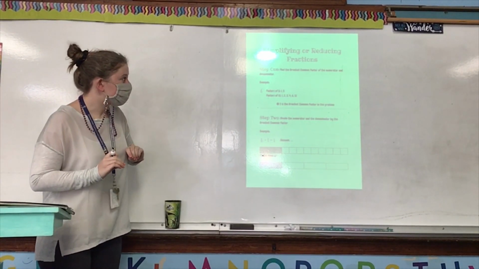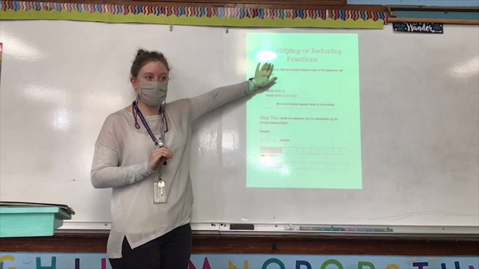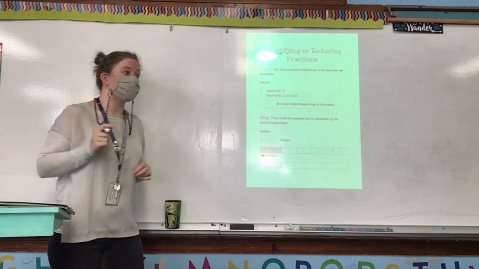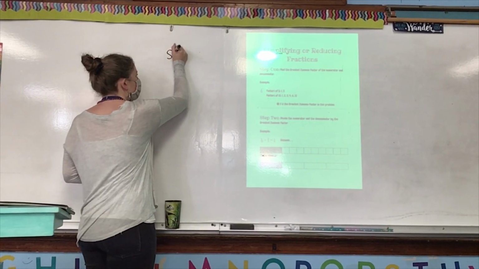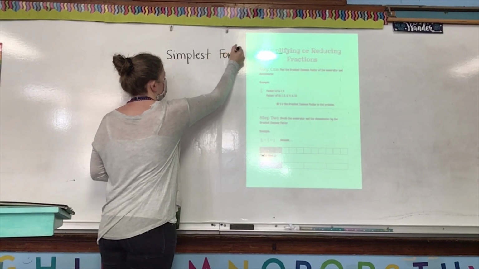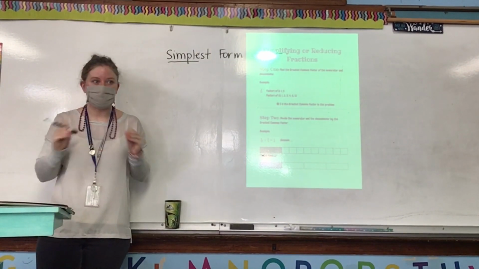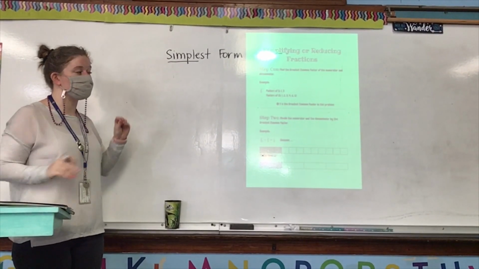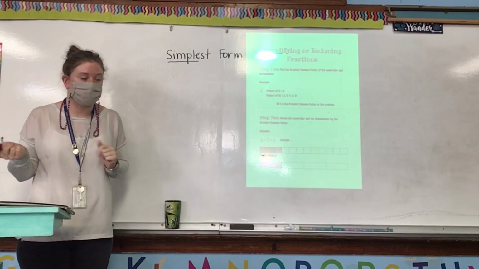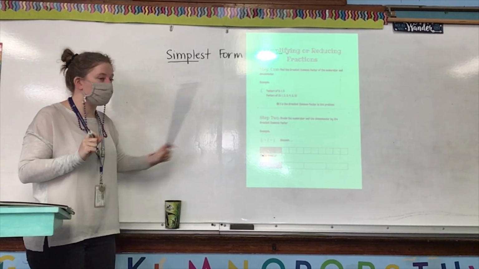So if we look, this anchor chart is titled Simplifying or Reducing Fractions. We see the base word simple in simplifying and in simplest form. Simple means easy, or it means not much to it. When we're putting fractions in simplest form, we're making sure the numerator and the denominator have no common factors other than 1. So, to simplify fractions, we're going to go through a quick little breakdown and then we're going to go more in depth.